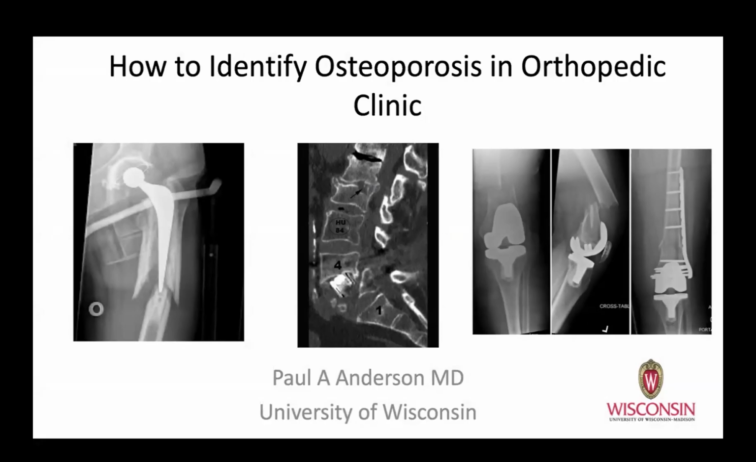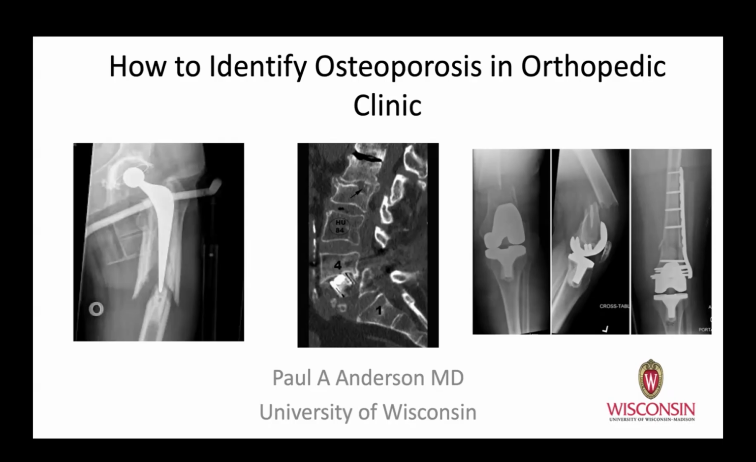I'm going to move off of the physiology of bone and the different drugs and move into something a little bit more practical, as orthopedic surgeons become more and more versed in the effects of bone quality and bone density on our outcomes, as well as much more involved in getting patients treated. And that's the topic: how do you identify osteoporosis in the ortho clinic?